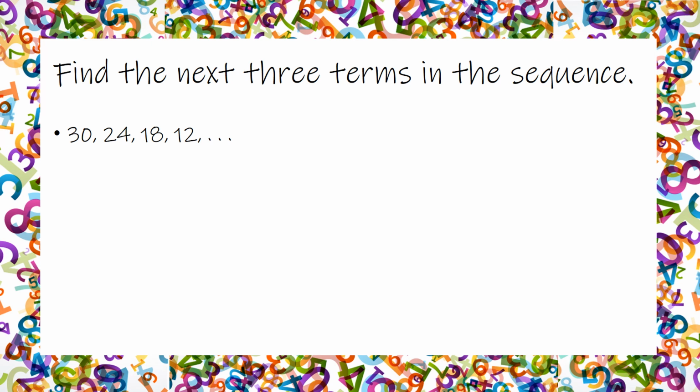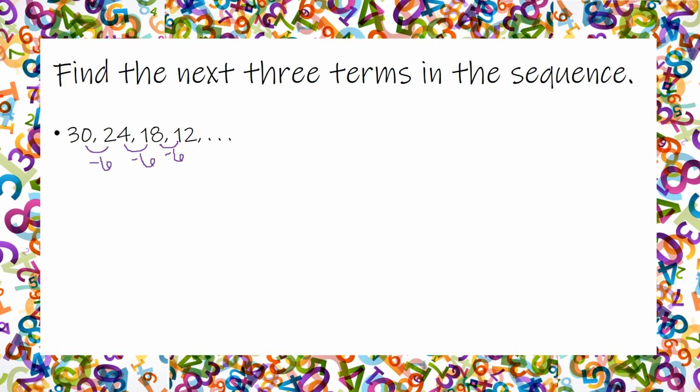So you have 30, 24, 18, and 12. So each time, going from 30 to 24, we're decreasing, so that means subtract, and we're subtracting 6. From 24 to 18, we're decreasing again by 6. 18 to 12, we're decreasing by 6.